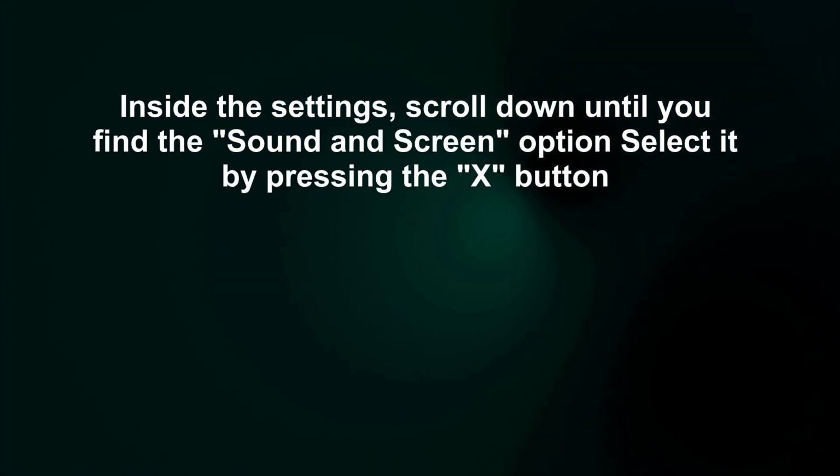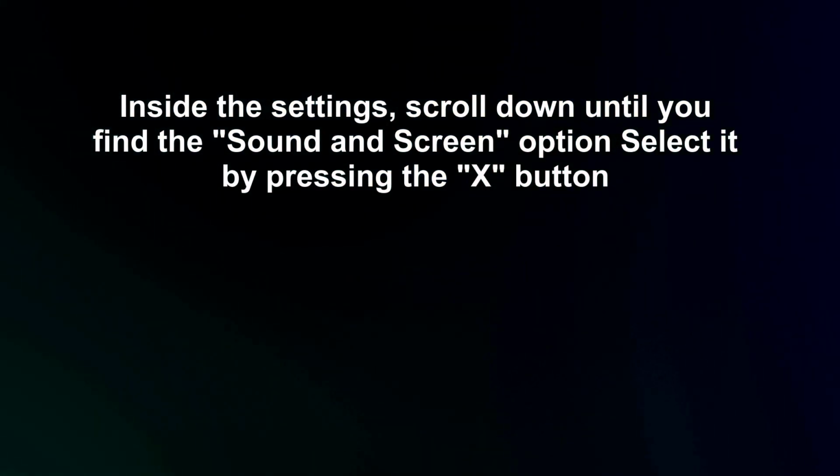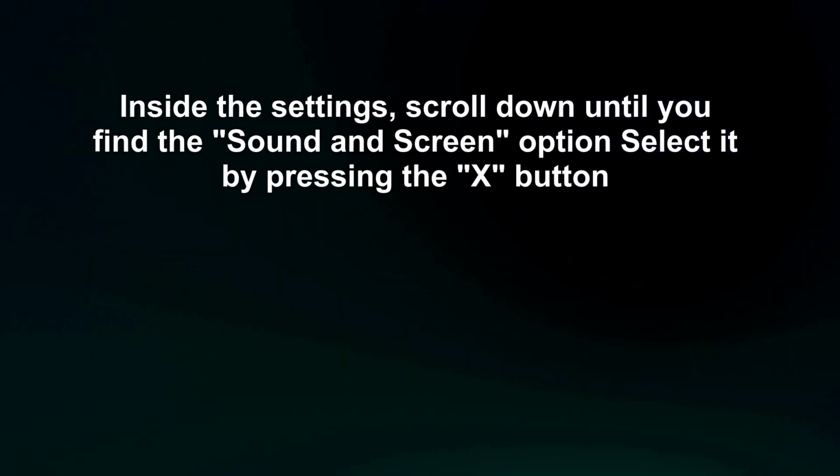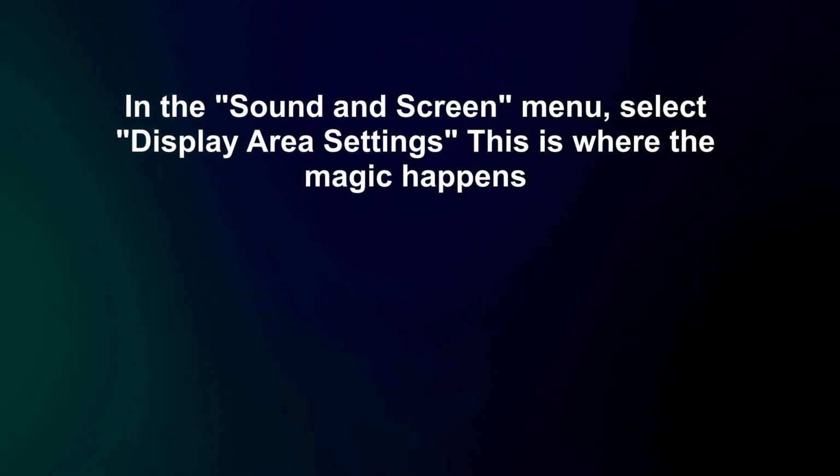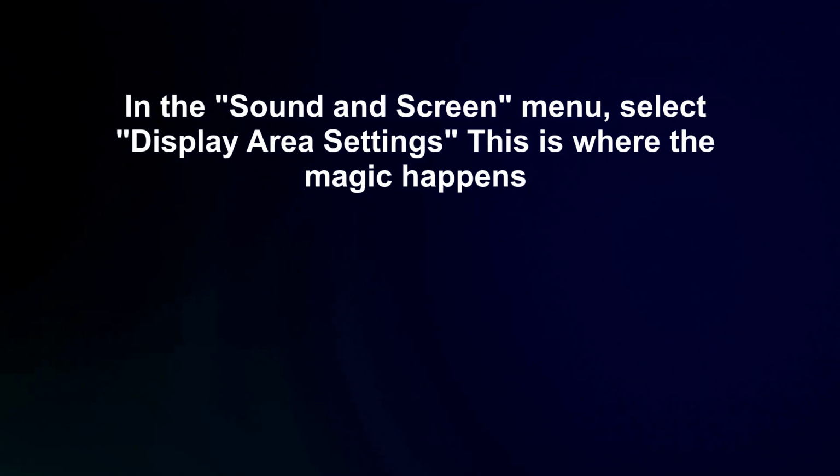Select it. Inside the settings, scroll down until you find the sound and screen option. Select it by pressing the X button. In the sound and screen menu, select display area settings. This is where the magic happens.